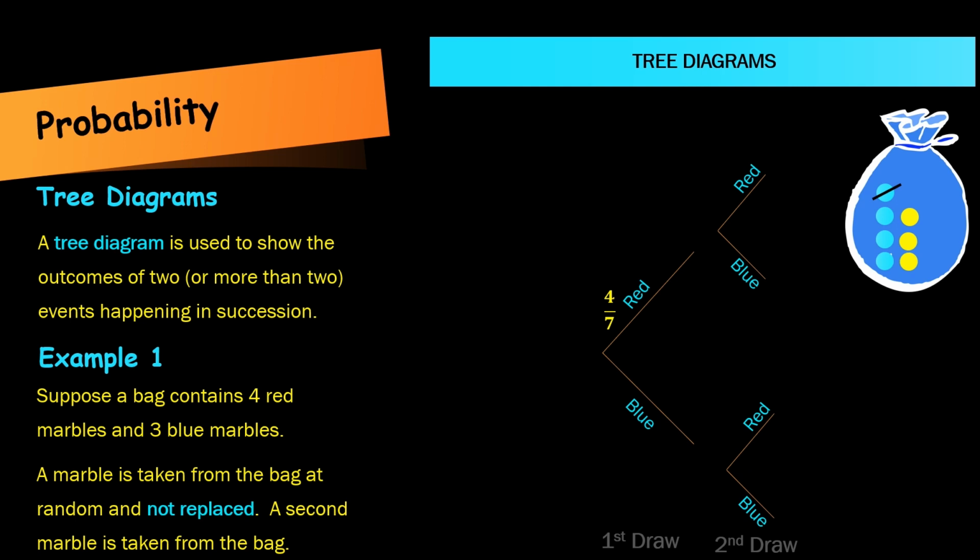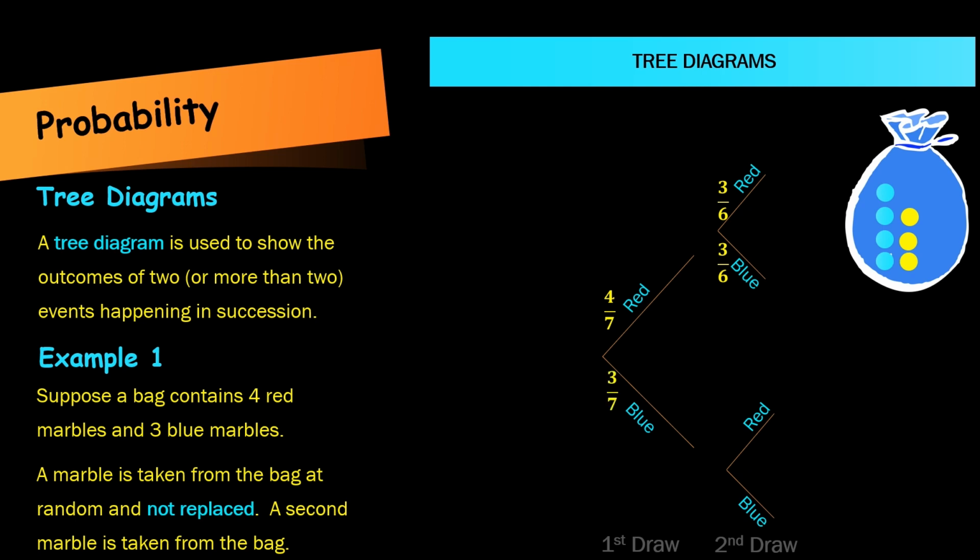Once we've taken the red, we're not going to replace it. So now in our bag we have 3 reds and 3 blues, if we go down this red route. So on the next go, the probability of drawing a red is going to be 3 out of 6. And the probability of drawing a blue is also going to be 3 out of 6.